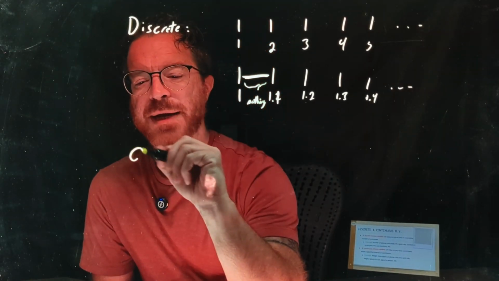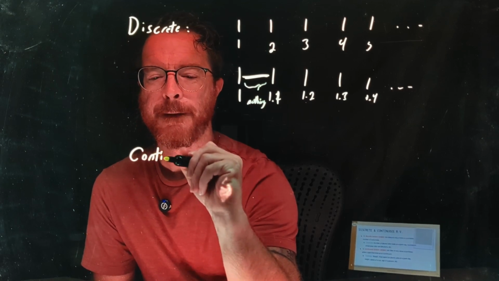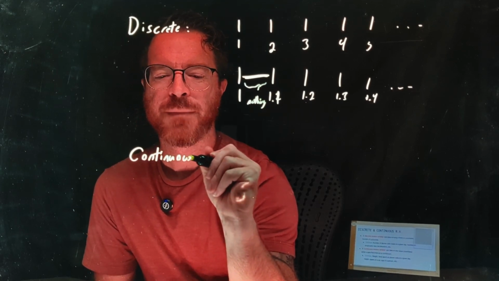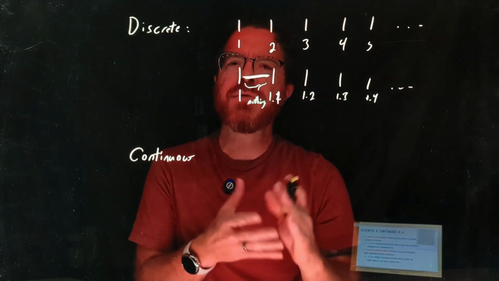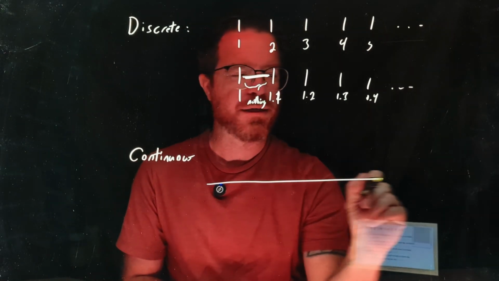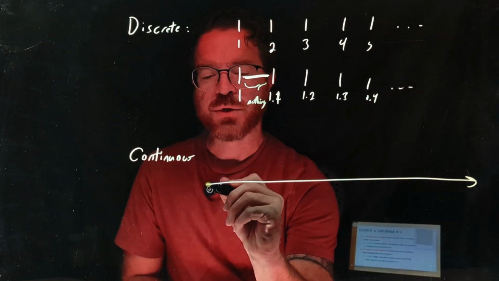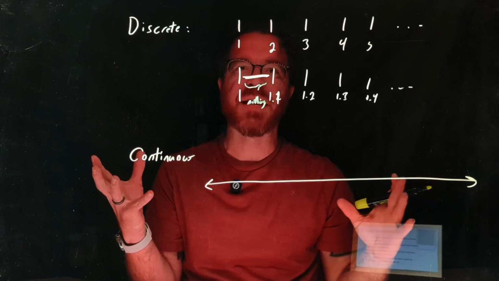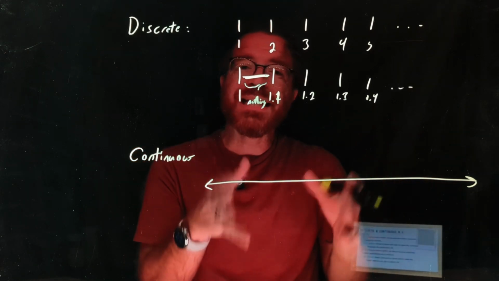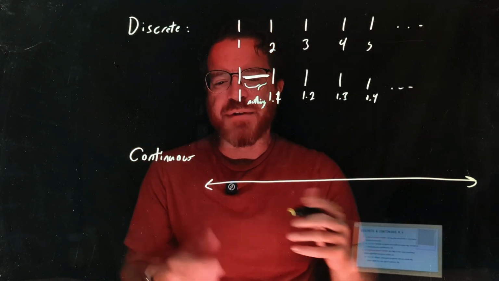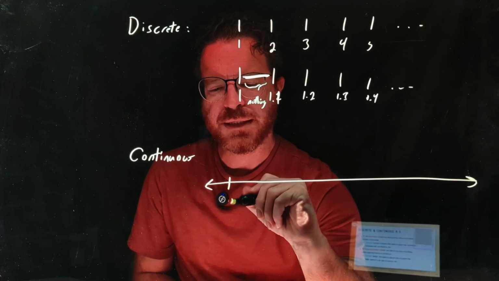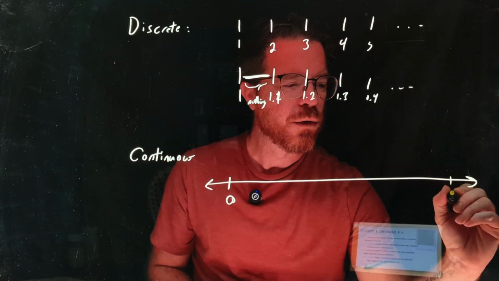For continuous data, we have a continuum. Think of a number line that you've learned about previously. You have this line which represents all of the possible values. And in between any two values, there are an infinite number of values. So let's say, for example, that this is 0 and this is 1.